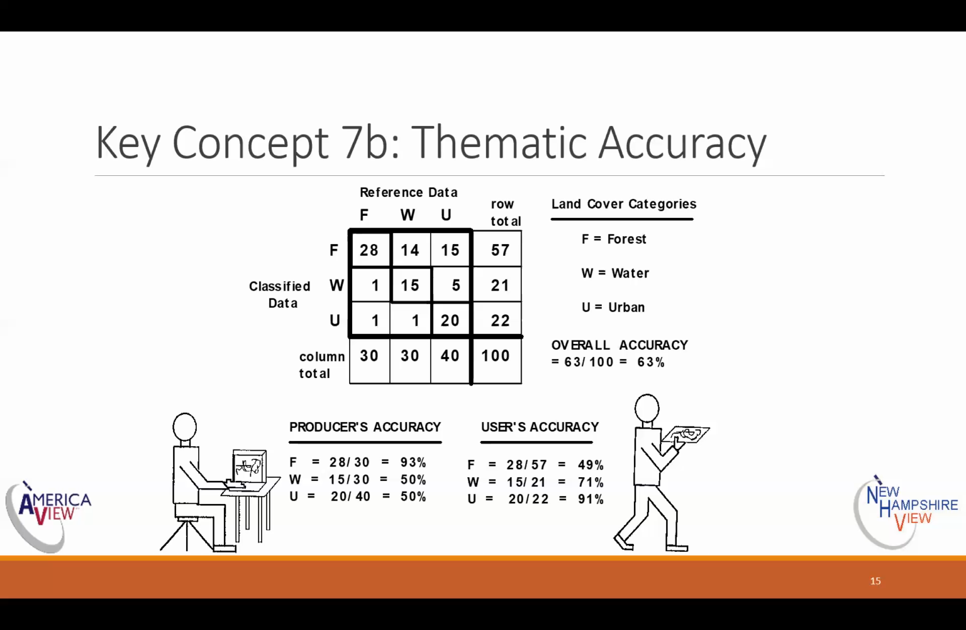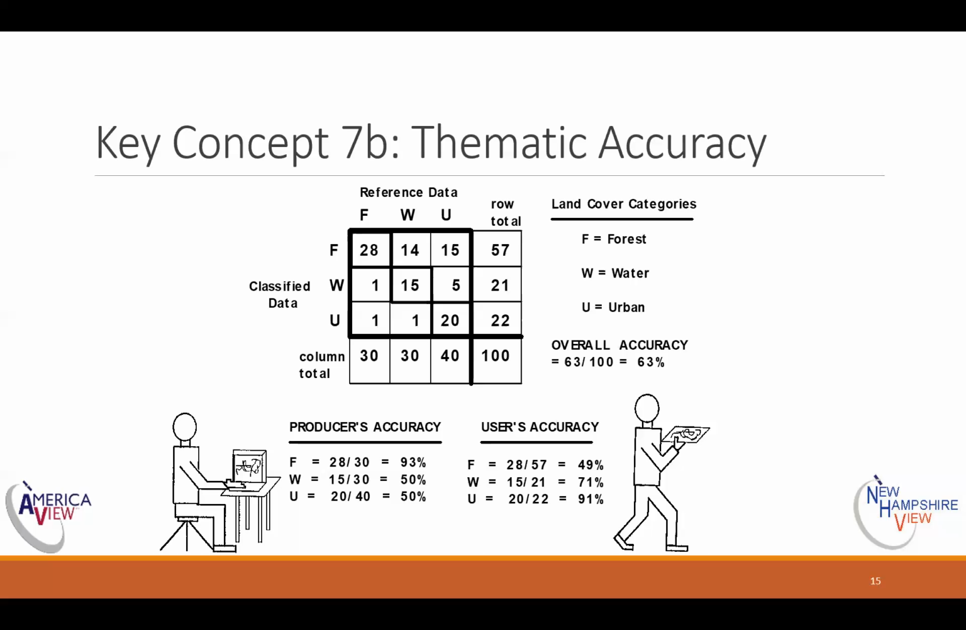Okay, so now let's pretend I'm going to be a user of this map. And so you and I are going to go out and have a picnic lunch. And of course, we want to have the picnic lunch in the woods, right? In a nice spot in the woods. So what happens? On my map, again, I've called 28 areas forest, and they were actually forest according to the reference data. So I'm happy about that.